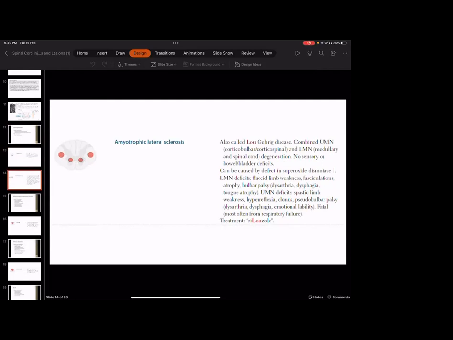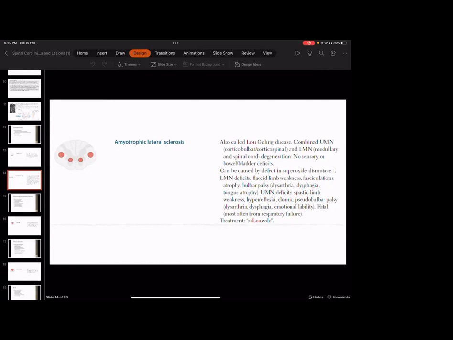So ALS, we really don't know why this usually happens. There's a theory involving superoxide dismutase, but they really don't know why it happens. Anyways, it's caused by combined upper motor neuron and lower motor neuron degeneration. Basically you have upper motor neuron type of paralysis, which is spastic paralysis, with hyperreflexia and whatnot. Then you also have flaccid paralysis, so you have both types.